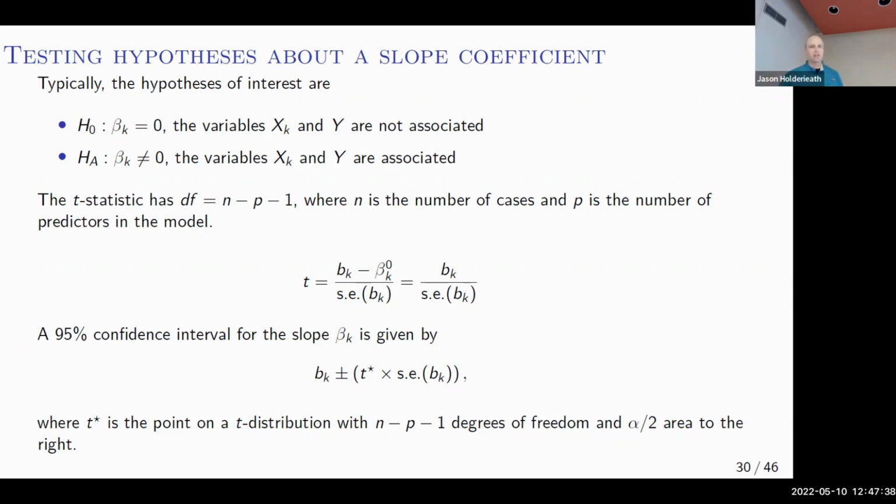And we might calculate a 95% confidence interval for the slope. So you have bk plus or minus, the same as we've been doing for these confidence intervals, t star times the standard error. Only in this case, it's the t distribution with n minus p minus 1 degrees of freedom and the right sized area on the right.